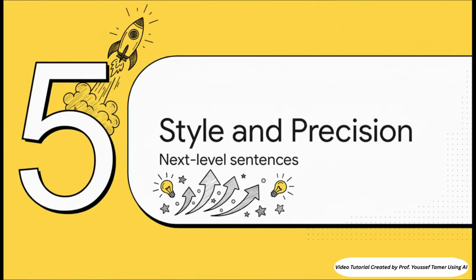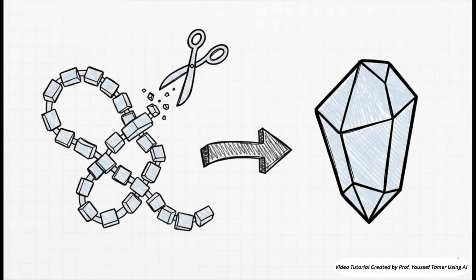Okay, we've cleaned up the workshop and fixed the common mistakes. Now it's time to go from simply being correct to being truly effective. This is about taking your sentences from just functional to, well, fantastic. Here's a little secret. The best writers aren't just great at avoiding errors. They're masters of being concise. They know how to say more with fewer words. And one of the best tricks for this is learning how to condense your clauses.